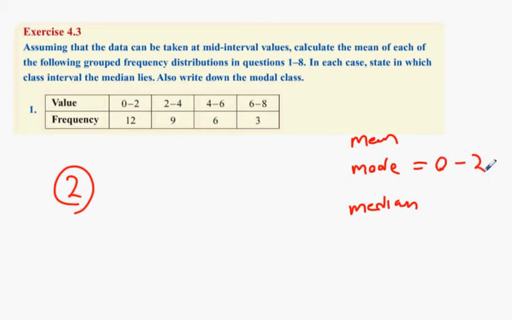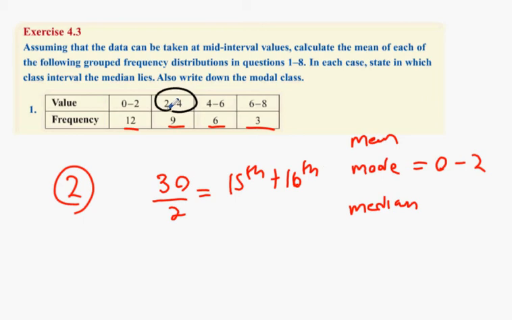Okay. Can anybody tell me where does the median lie? How many do we have in total? 21, 27, 30. 30 people. Divided by 2. 15th and 16th. Where are the 15th and 16th person? 2 to 4.